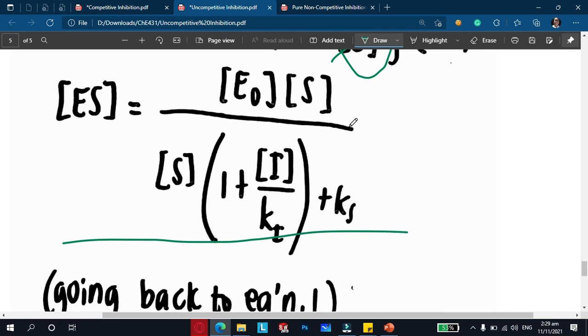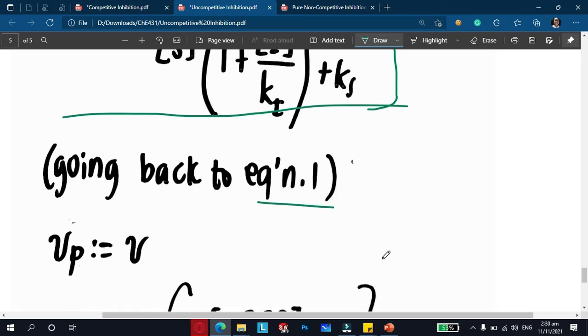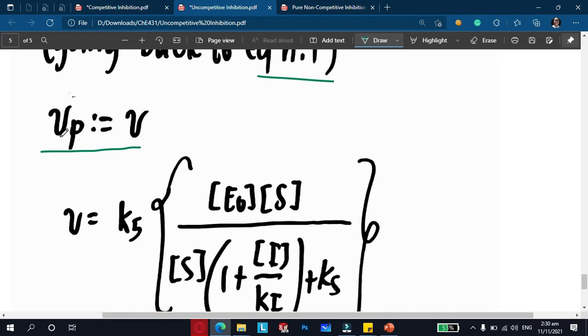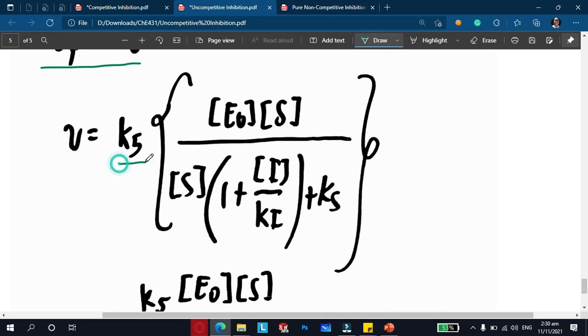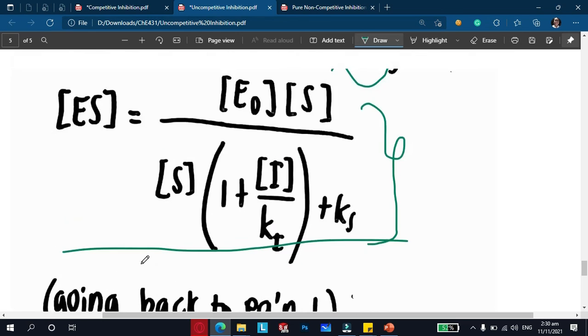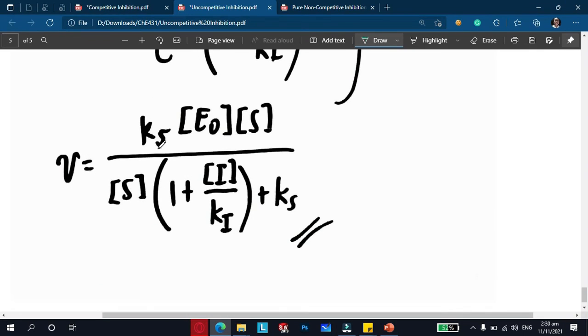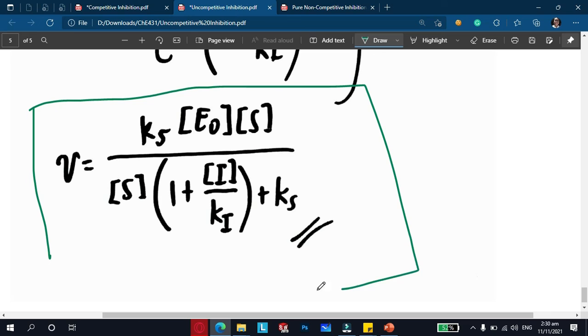So take note, we still have to plug this whole expression into our product velocity equation, which is our equation 1. And then we name V sub P, assigned as letter V, and multiply the whole term with K sub 5, or the product rate constant. And then we will see here that K sub 5 is already here in the numerator, so we will be given this equation for uncompetitive inhibition.